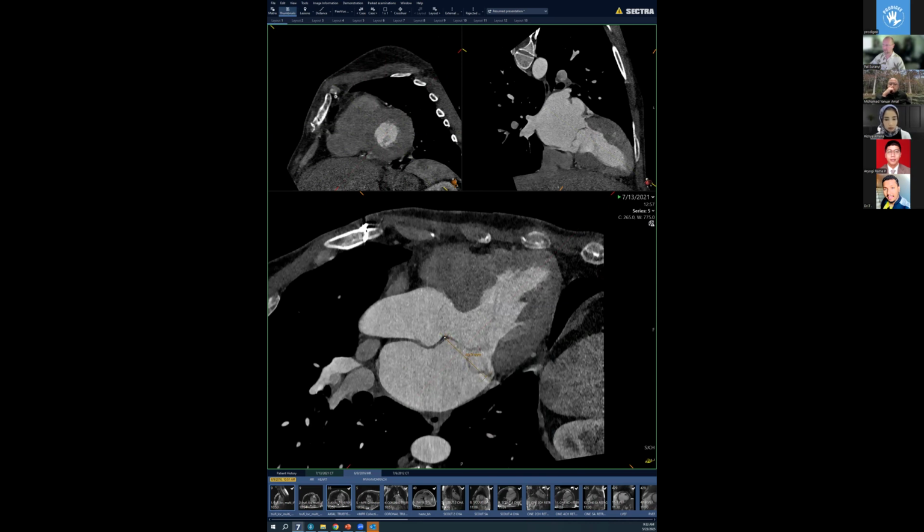And this is where the valve leaflet hinges onto the inferolateral basal myocardium. And then you would measure it like this. So that's kind of what I've been doing.